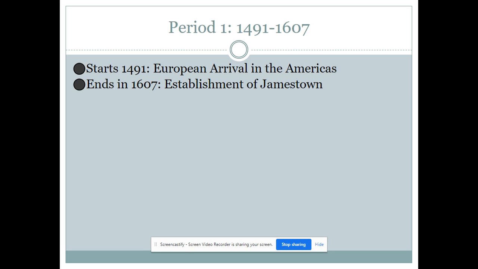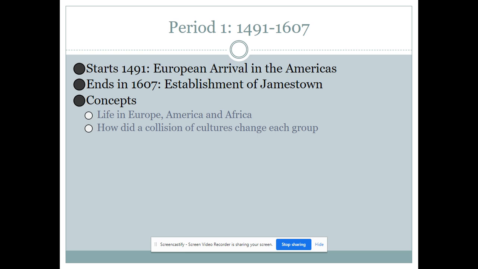So this is really more about first contacts between the arriving European powers and the indigenous people. Some of the concepts in this unit: what life was like in Europe, America, and Africa prior to this, the triangle that's formed. How a collision of cultures changed each group, sometimes for the best, sometimes for the worse. We'll talk about the Black Legend.